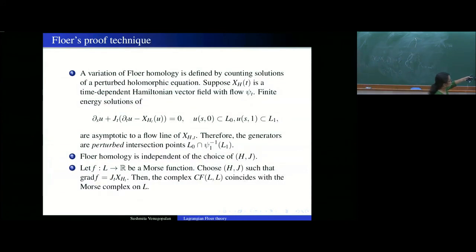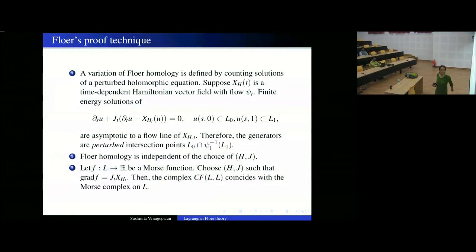So we can do these kinds of perturbations, and you show that the Floer homology is independent of the choice of H, J. Then you take a suitable choice of H and J in order to say that these strips are the same as the Morse trajectories of a choice of functions. So that's how Floer's proof goes, but I was not hoping to get into details. I was just trying to give you a general sense of how it's proved. But any questions?